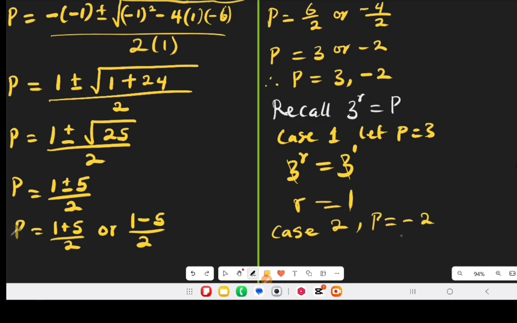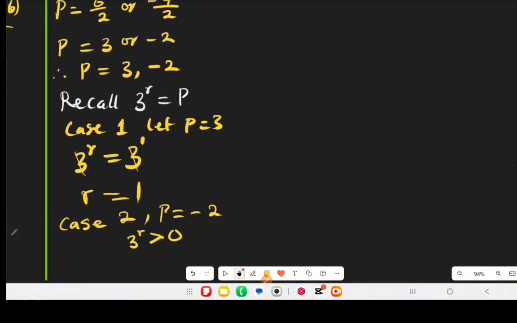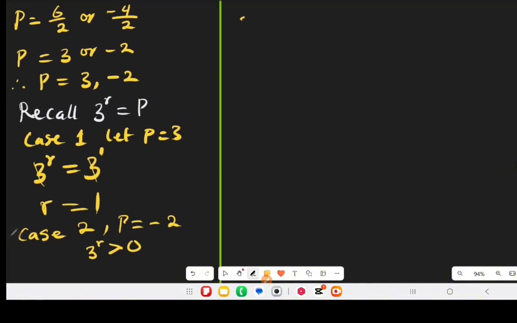We can reject this case because the value of 3 raised to the power of r must be greater than 0. But if we continue, it will give us a complex answer. Let's just continue and stop on the way. 3 raised to the power of r equal to minus 2. The two numbers are not in the same base, and there is no way we can express them in the same base.